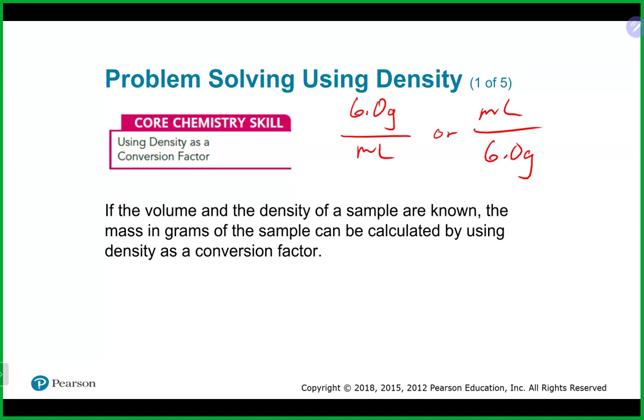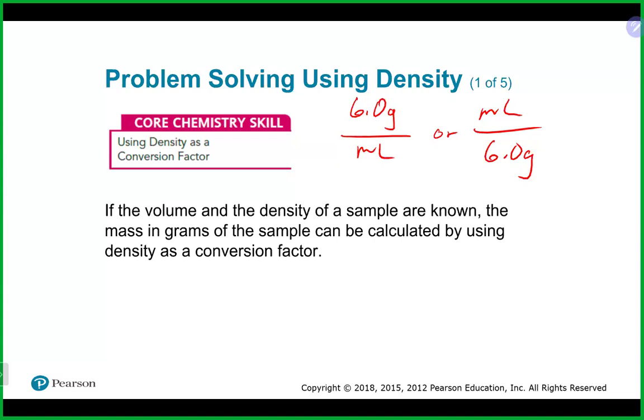And the nice thing about it as well is, frankly, if you have a problem where you have density given to you, and maybe you have a mass given to you, maybe you have a volume given to you, and you need to solve for either a mass or a volume depending on what's given to you, you actually do not even have to worry about the formula or rearranging the formula. You could just do a dimensional analysis approach with the density as a conversion factor, and it will rearrange that equation for you without you even having to worry about it.